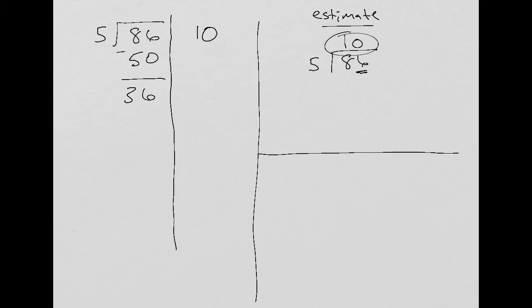Okay, now I've got 36. I can't take another 10 groups of 5 out of 36. So I'm going to use my multiplication chart and get as close as I can to 36 without going over, and that would be 7, right?